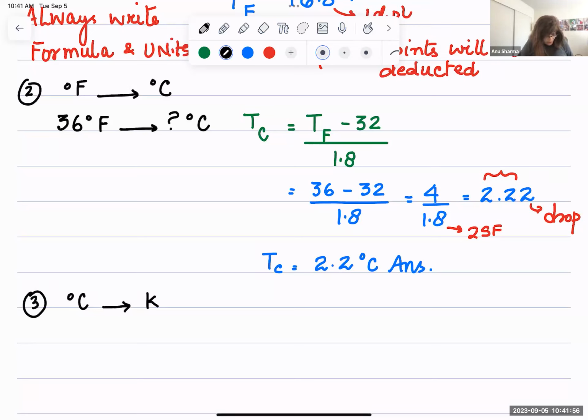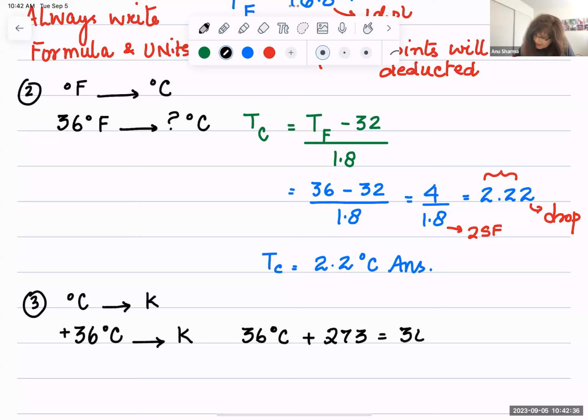You are given positive 36 degrees Celsius. Convert that to Kelvin. So here you're going to take 36 degrees Celsius, add 273 to it, and you're going to get 36 plus 273, and you're going to get 309 Kelvin.